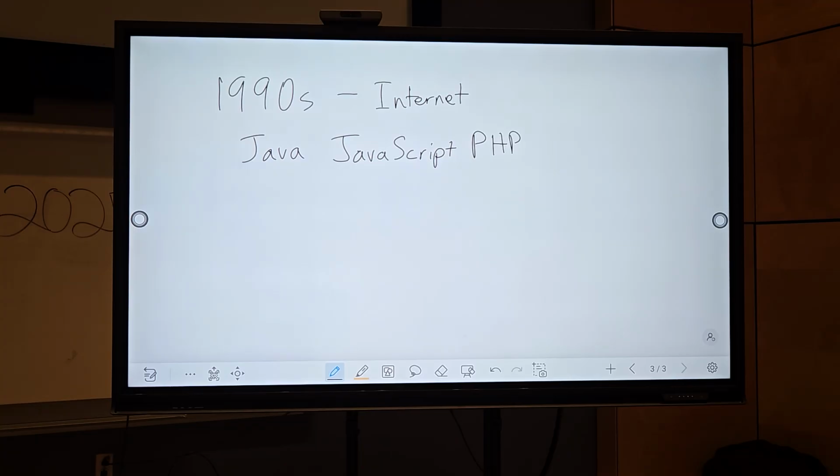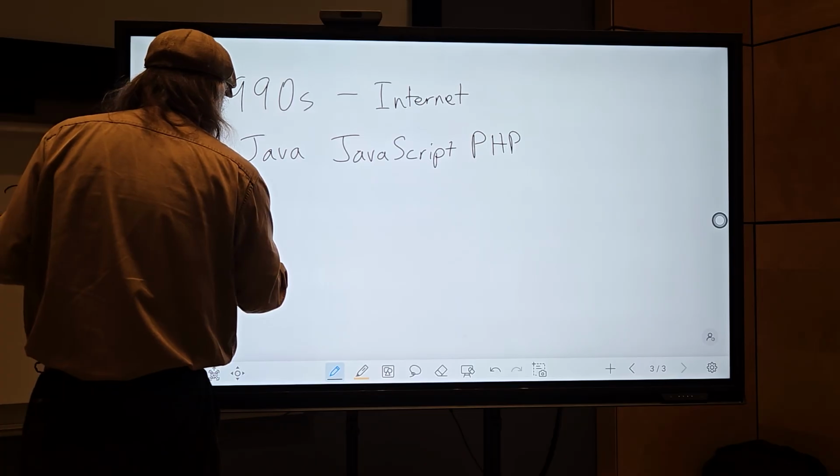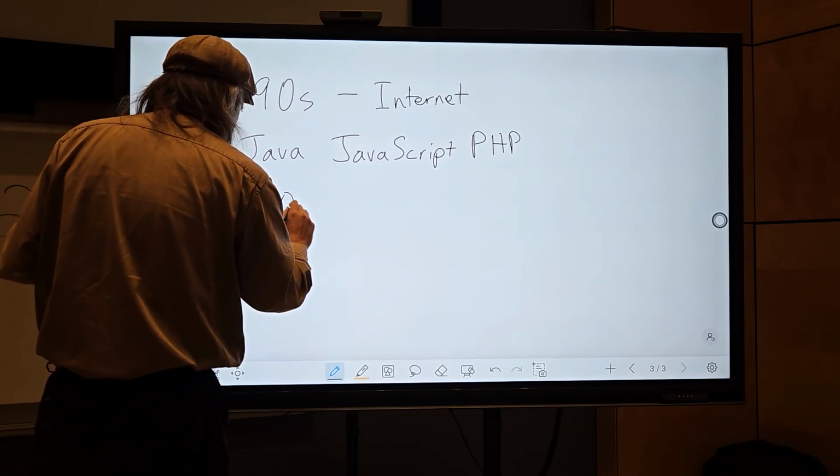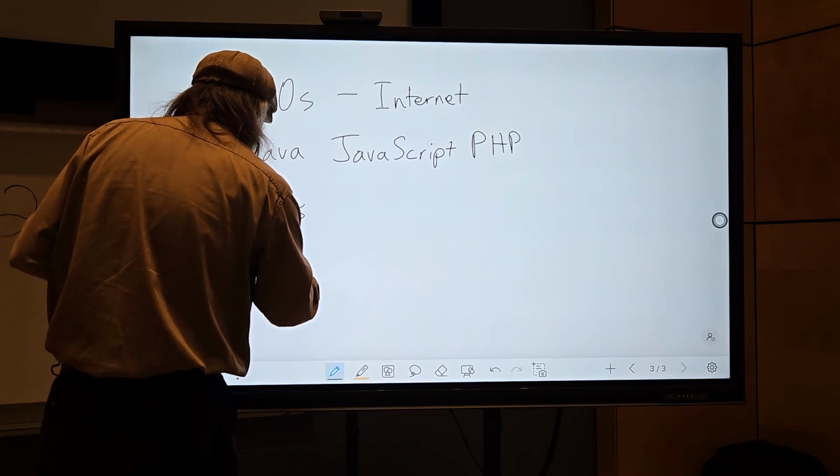And then in the 2000s, visual programming.